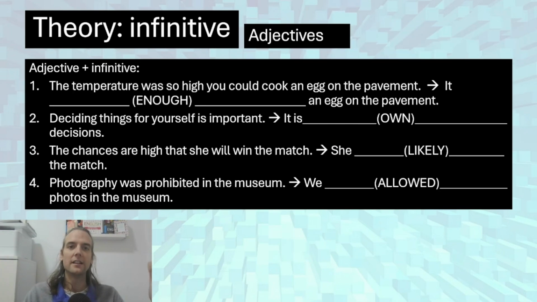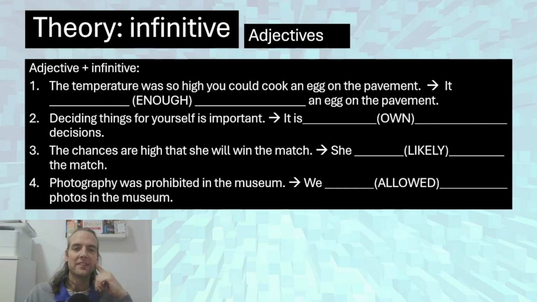So there's your theory. Let's do a bit of practice with these infinitives. The answers are all going to contain infinitives. Firstly, we're starting with adjectives. Pause the video, take your time, have a think. These are complicated. You're required to, it's necessary to go through the steps to get the perfect answer. And now I will explain the perfect answers.